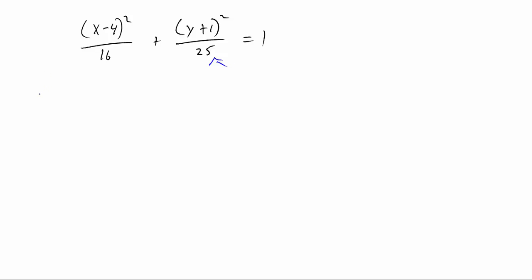So if that's the case, then a squared is equal to 25 and b squared is equal to 16. That means a is equal to 5, b is equal to 4, and if we're looking at our c squared, remember that's going to be a squared, so that's 25, minus b squared, which is 16.